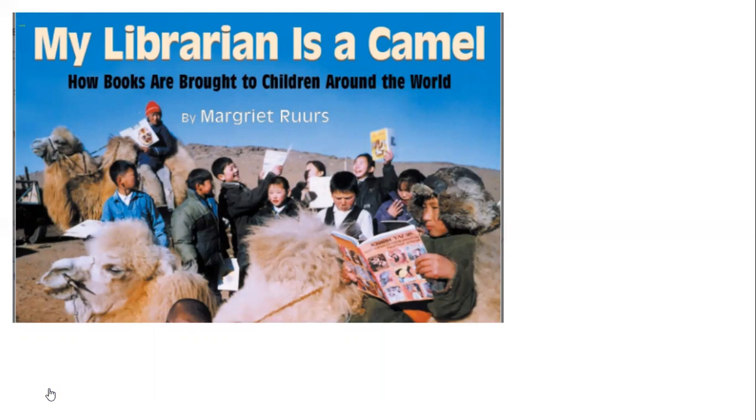This one's called My Librarian Is a Camel: How Books Are Brought to Children Around the World. And look at that picture. What do you see in that picture? You see a camel. And is that a wonder? I wonder if the camels are bringing them books?